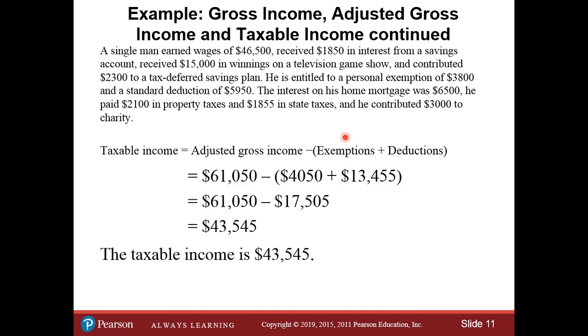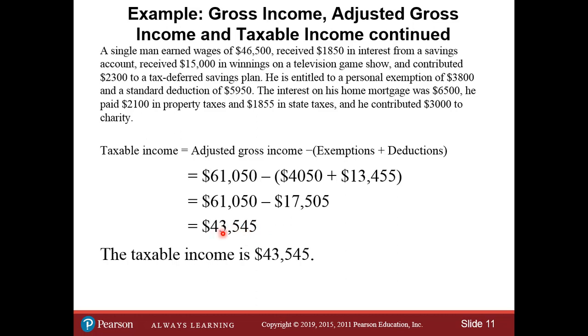Yeah. So this should be, oh, I'm sorry, this should be 3,800, not 5,950. This should be 3,800, his personal exemption. So this would be 3,800. So it's going to be about $250 less. So this would be $250 less, which means this is going to be $250 more.